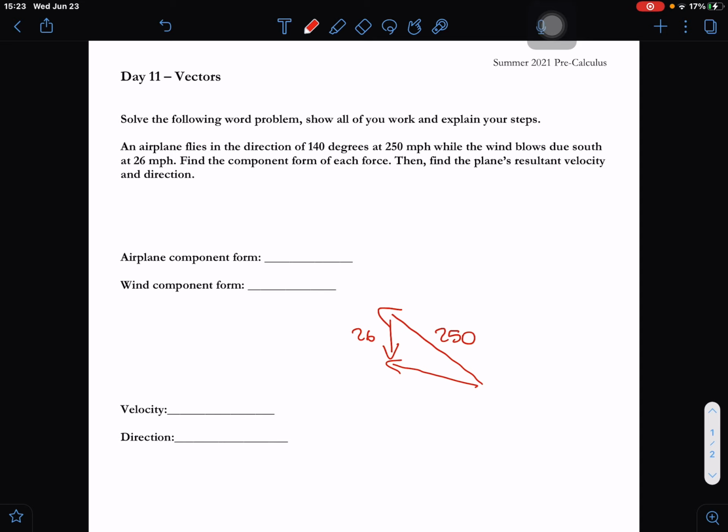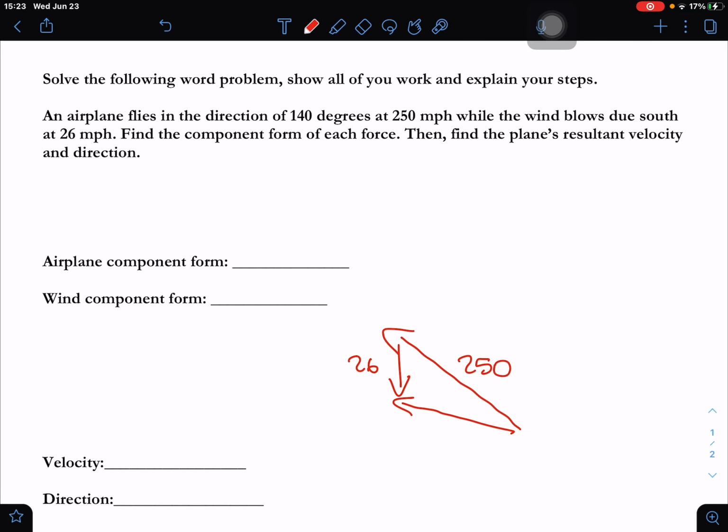So first, we have to find the component form of each. And the component is basically looking at the change in x and then the change in y. So in order to find the component form for the first vector, since we know that it's going at 140 degrees, we have to find the sine of 140 degrees and then multiply that times 250 in order to find the change in y. So let's just do it like this. So for our y value, we get roughly 160.7.